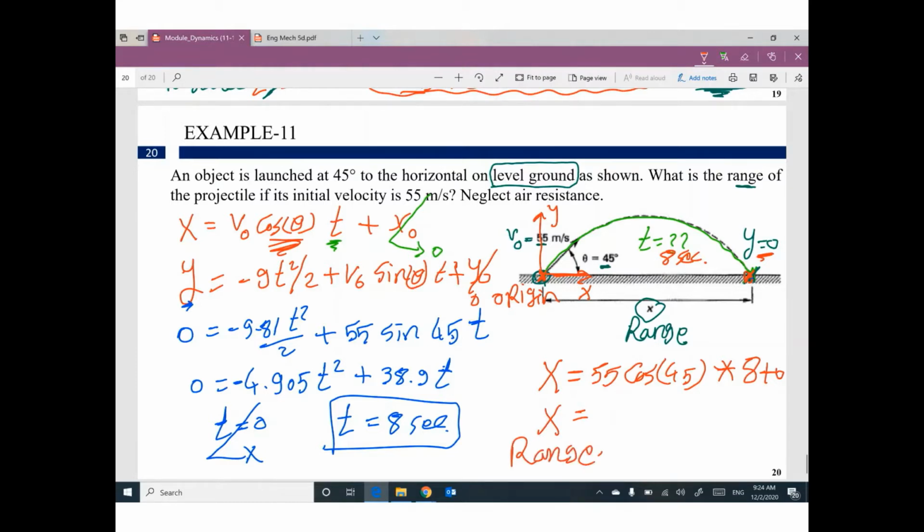It will be 55 times cosine 45 degrees times 8. So it will be 311.13 meters. So this projectile will hit the ground surface at distance x equal to 311.13 meters.